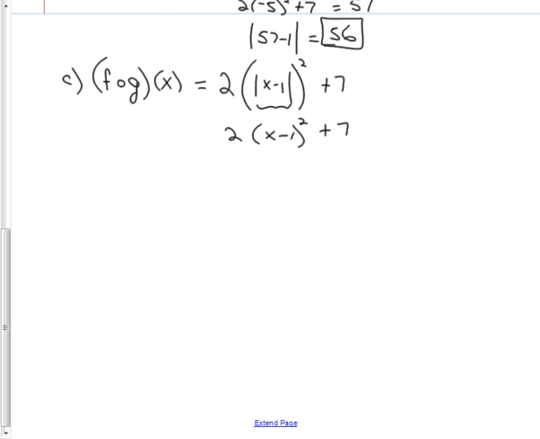Now I need to square that x minus 1. I'm going to use the formula. It means x minus 1 times x minus 1. Square the first thing, x squared. Multiply them together times 2. Negative x times 2 is negative 2x. Square the last thing. Negative 1 squared is a positive 1. Distribute my 2 and put like terms together. 2x squared minus 4x plus 2 plus 7. 2x squared minus 4x plus 9.